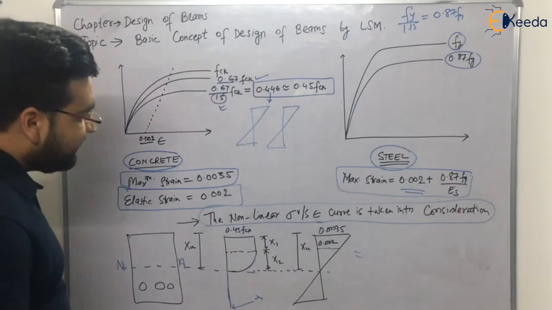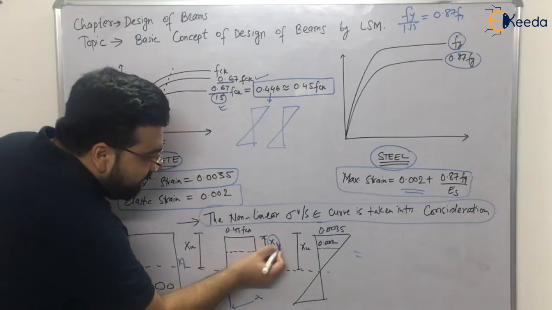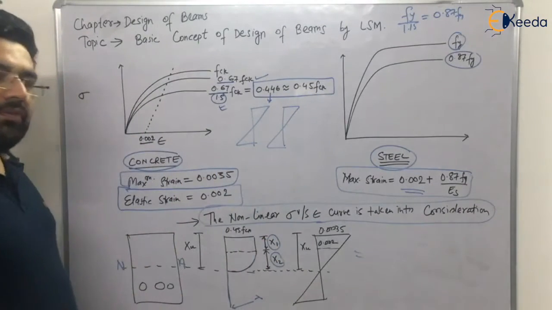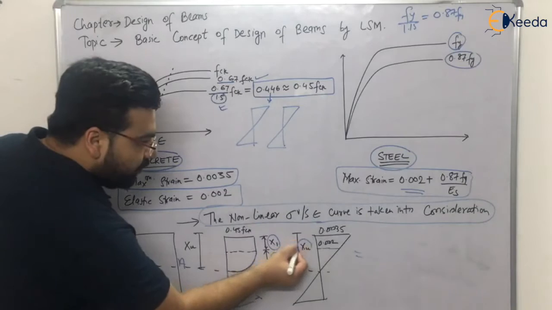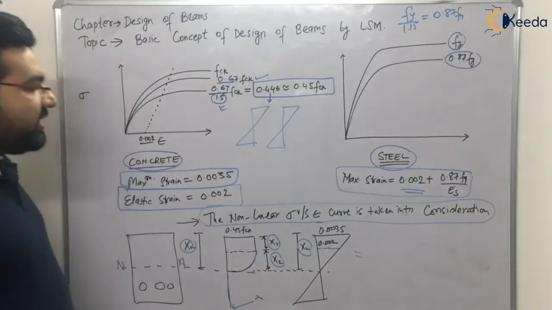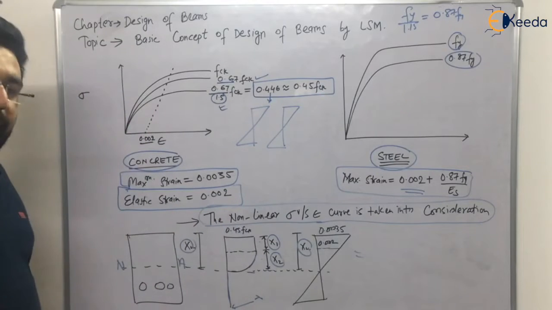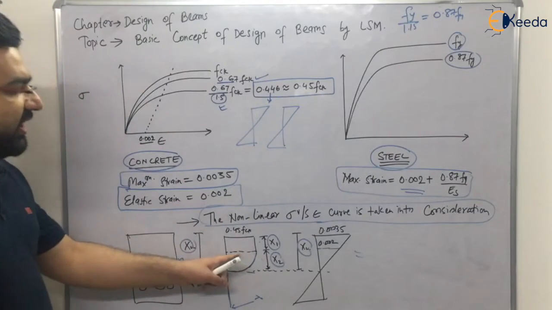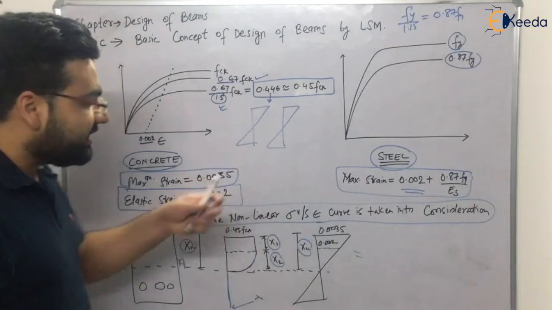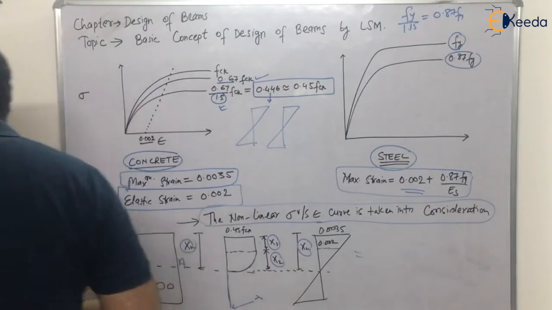Now the thing is, what is the relationship between X1 and X2? This is important in terms of XU. In terms of XU, how much is X1 and how much is X2? This will be taken into consideration when designing the beams. But let us see how much the values of X1 and X2 are.